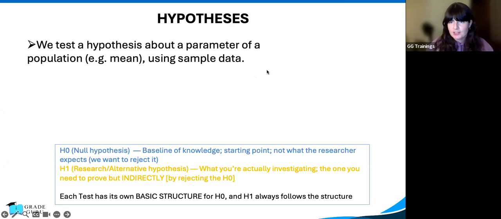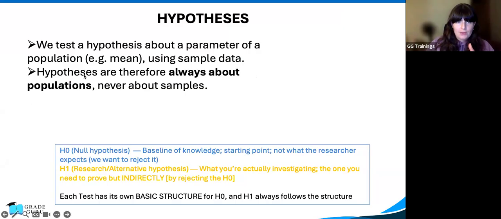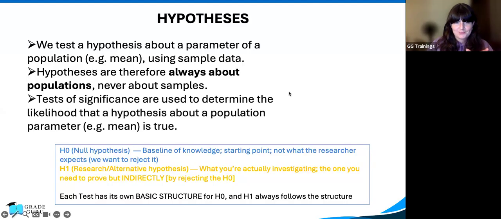Okay, hypotheses. All of your tests of significance involve hypotheses. And for each test of significance, you've got a basic structure of the hypothesis. What we include in our hypothesis, what we're usually testing, has to do with a population parameter, which is the mean. So for the one sample test, we're testing a mean. Same for the two sample t-test, same for the ANOVAs. Hypotheses are always about populations. That's why if you see the word hypothesis, it has to be about inferential stats, tests of significance.